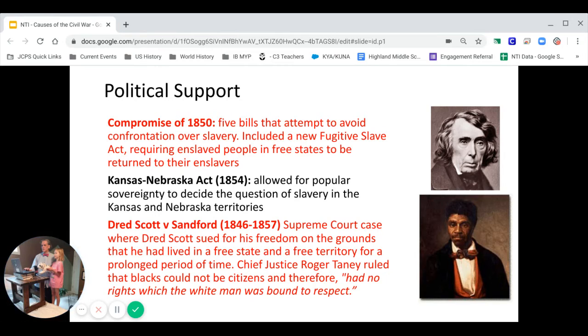The man at the top, Roger Taney, who was the Chief Justice of the Supreme Court, ruled that blacks were not citizens, and therefore, and this is a quote directly from Taney's decision, that blacks had no rights which the white man was bound to respect. So again, you have institutionalized support at the Supreme Court that's going to extend the slave system and perpetuate it.